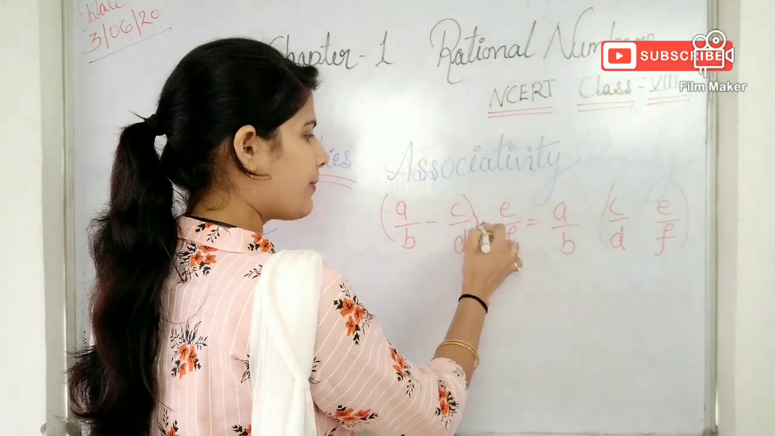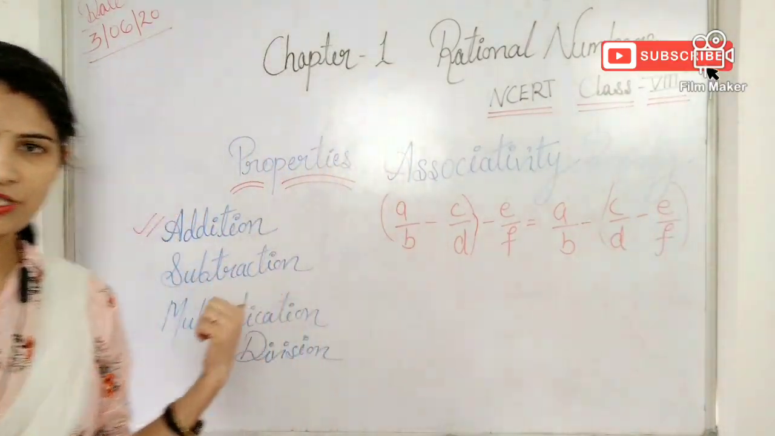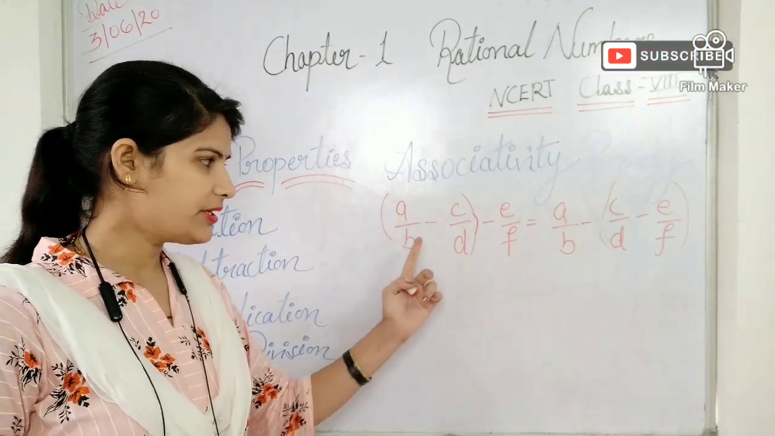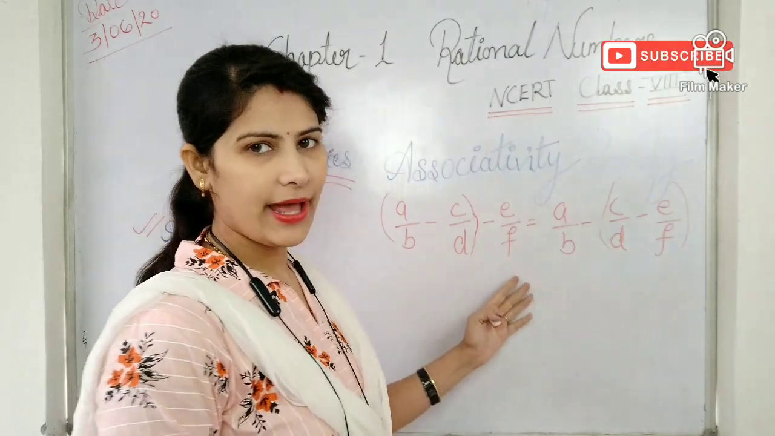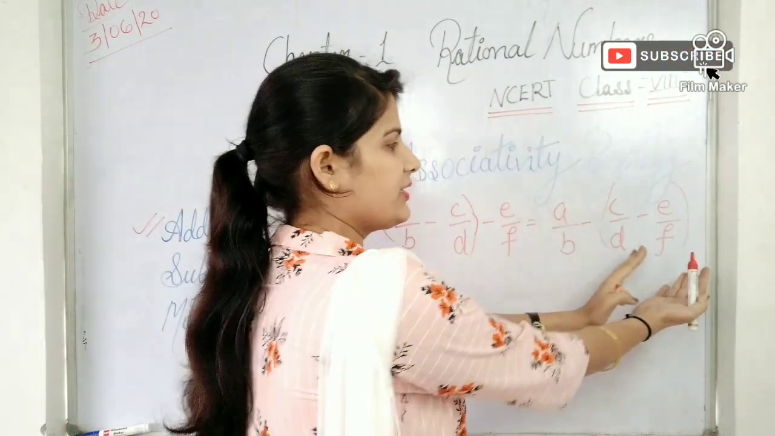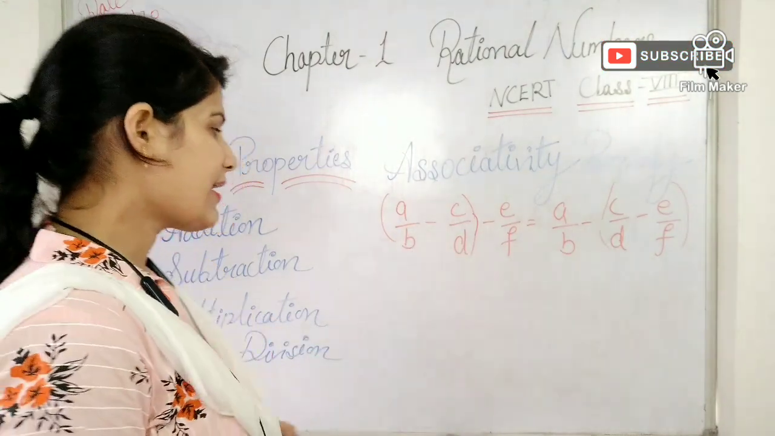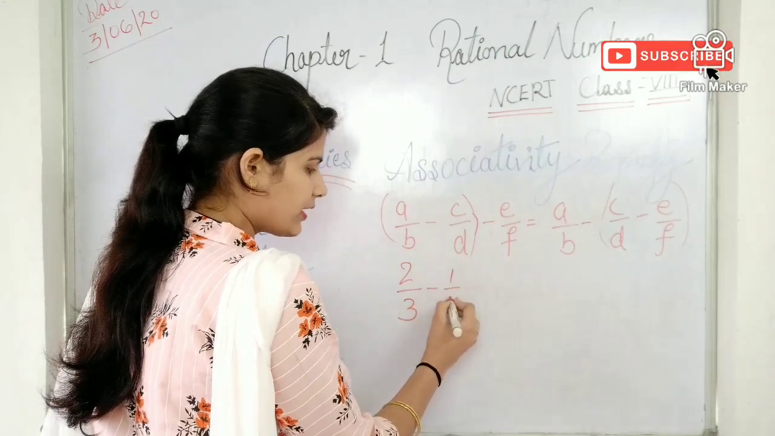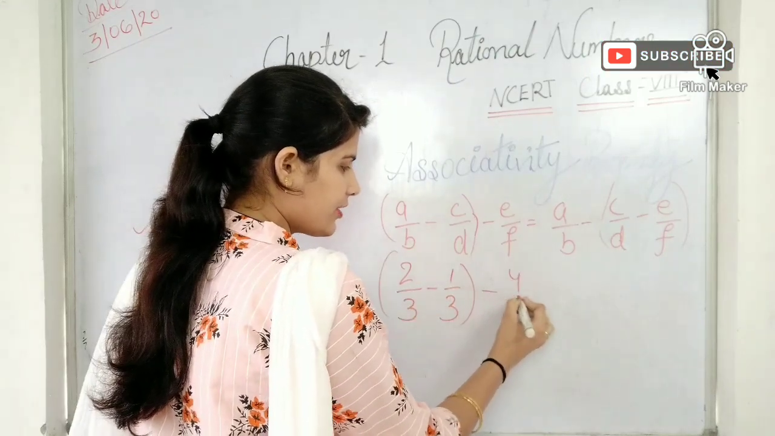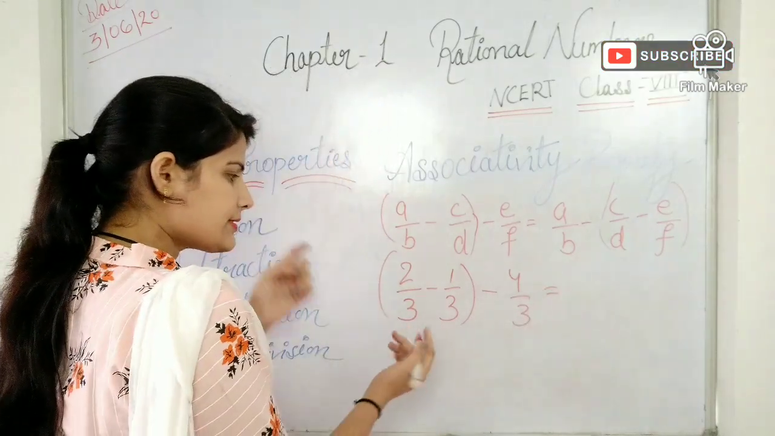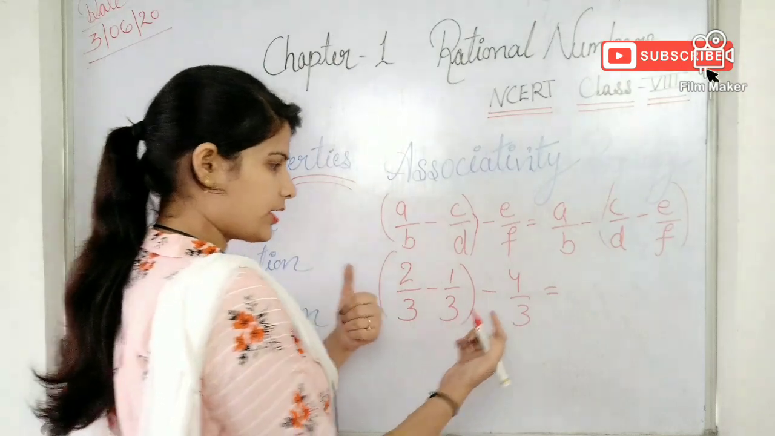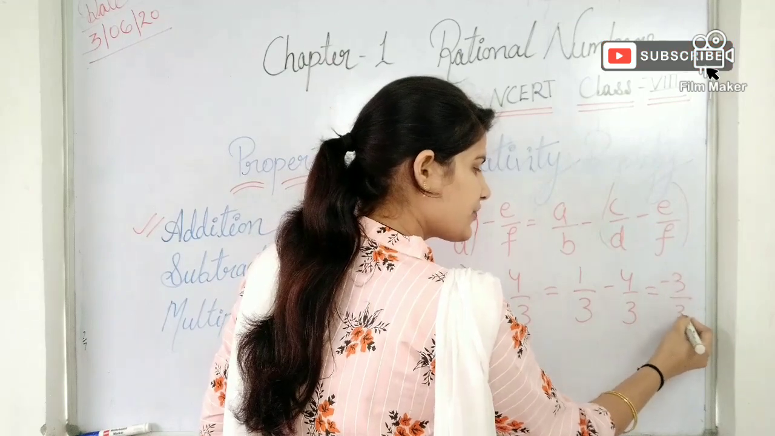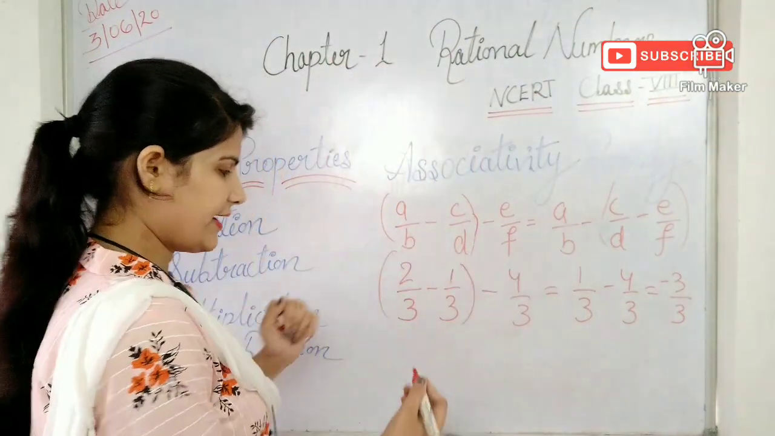So apply minus here, for the associative property of subtraction: a upon b minus c upon d minus e upon f. First we'll solve this, and then in the second part this. So first solve the left hand side. Take one example, 2 upon 3 minus 1 upon 3 minus 4 upon 3. What is the answer? 2 minus 1, 1, minus 4 upon 3. So what is the answer? Minus 3 upon 3.